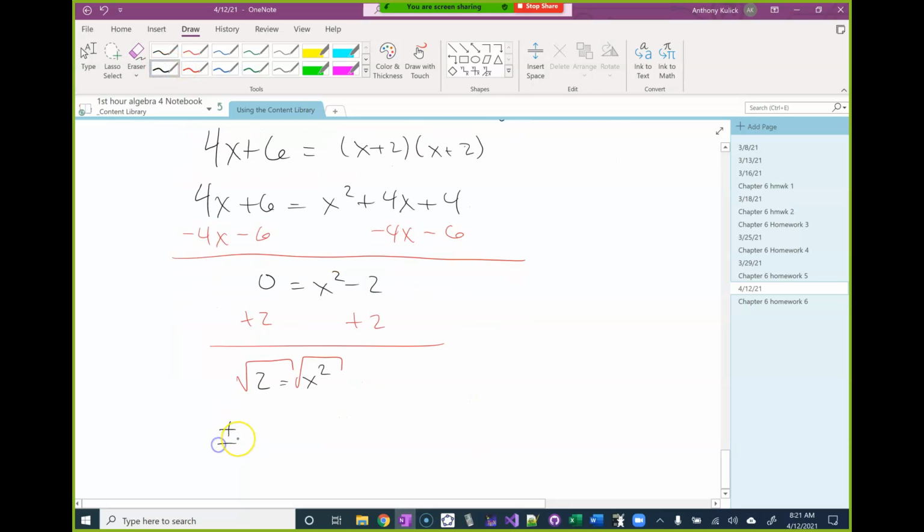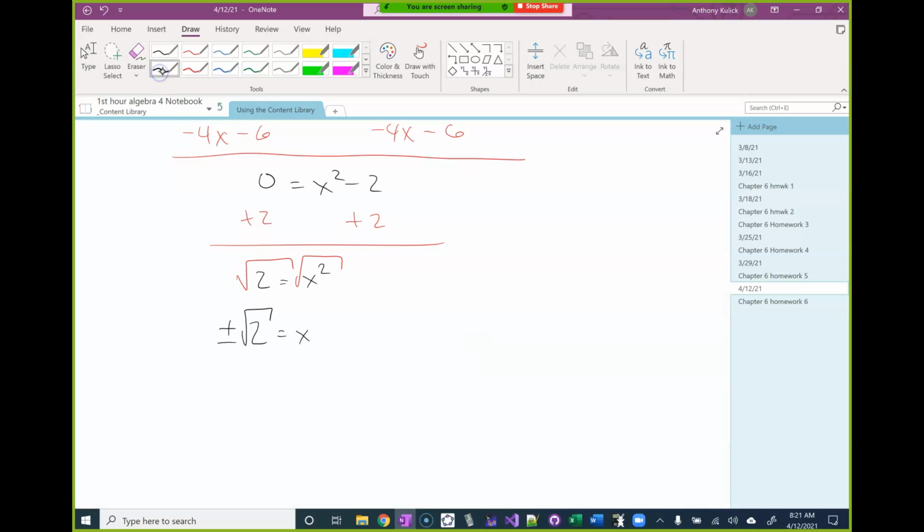So again, remember, because I square rooted both sides, I generate a plus or minus here. So I get x equals plus or minus square root 2. Everybody's good? Still okay? All right. Still need to check this, though, since it's a square root equation.